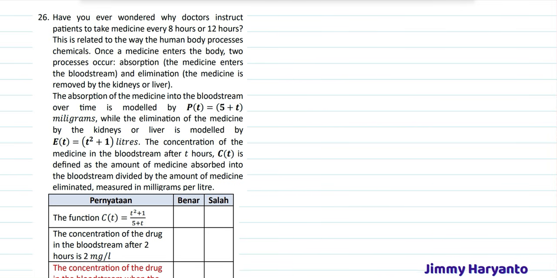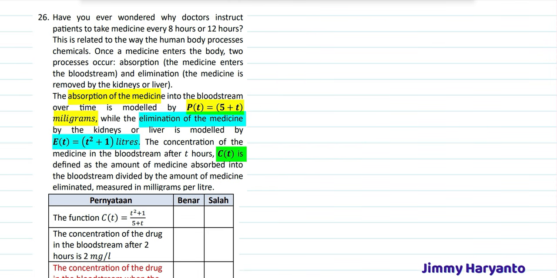Okay, next is 26. For 26, we have to focus on this one. The absorption of the medicine. Absorption of the medicine over time is modeled by A(t) equals 5 plus t in milligrams. That one is important. And then this one also, elimination of the medicine is modeled by E(t) equals t squared plus 1 liters. And the last one is C(t).